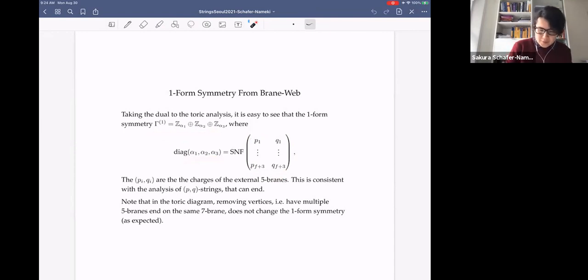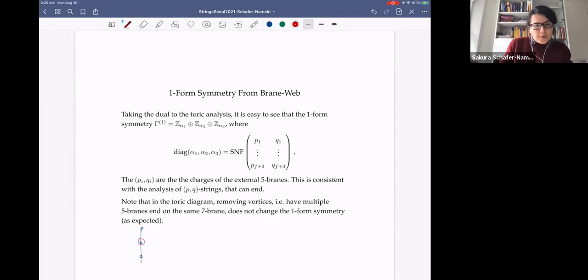Right, so these are the p_i, q_i, or the five brane charges of the external five branes. And they can also be, in fact, sort of more intricate things that you, for example, you can remove certain vertices on your lattice. So this is sort of what in Benini, Benvenuti, Tachikawa was called white dots. So you have your toric lattice, and then, for example, you remove one of these guys here. So that's not completely known what that corresponds to in the geometry. You can do that in a brane web, and in fact, it does not change the one form symmetry because you're just removing something along that edge.